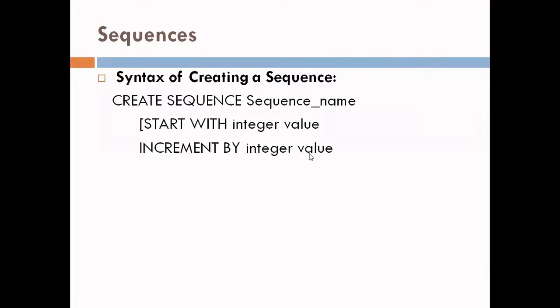INCREMENT BY integer value. It specifies the interval between two numbers. If we want to specify an interval of 2, then we have to write the number 2 here. Then MAXVALUE integer value. Here we have to specify a maximum value of the sequence. And if we don't want to specify a maximum value, then in that case we have to write NOMAXVALUE.